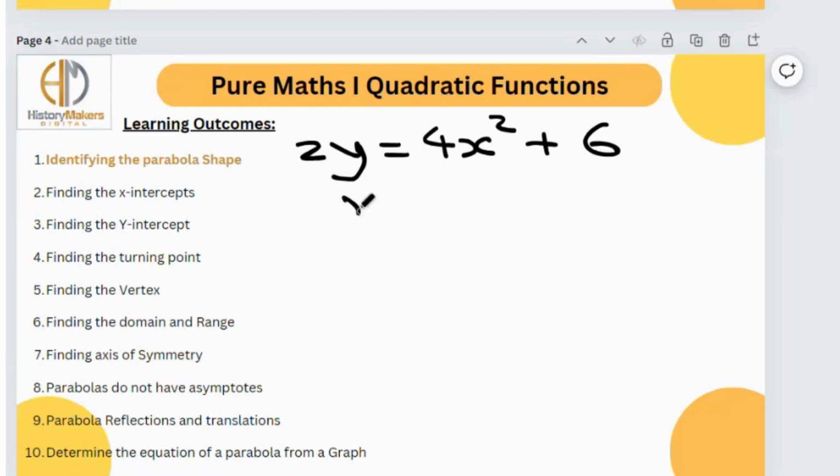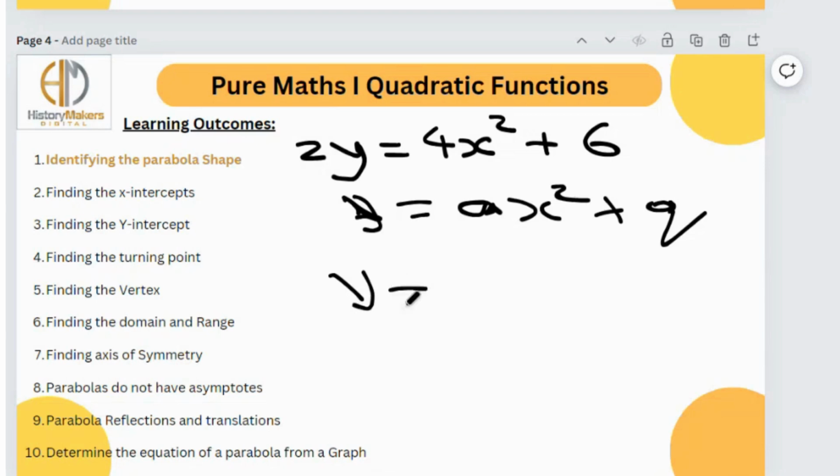Remember, our standard form was y = ax² + q. This is the format we're looking for, where y does not have any constant except 1, the imaginary 1. This is the format that we want. Therefore, if you divide everything by 2, you will have y = 2x² + 3. Then you can go ahead and use the features that we always use to know the shape.